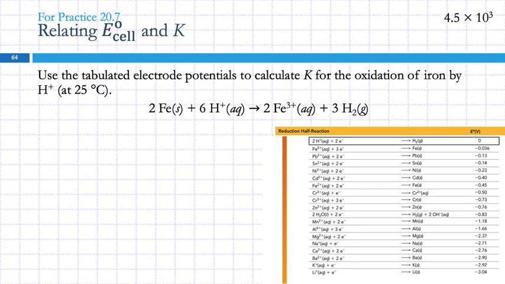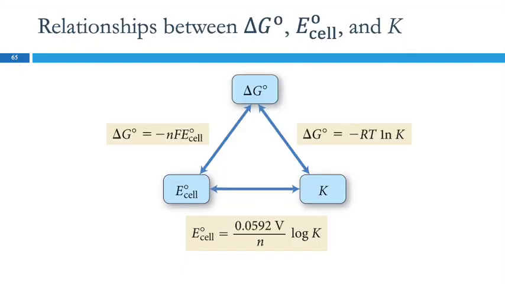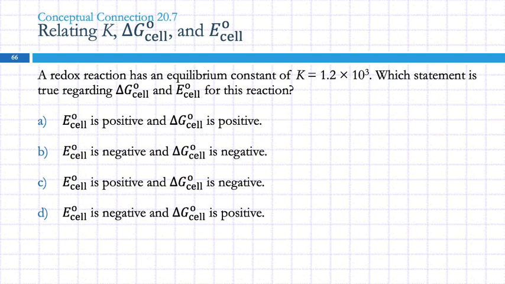They give us 4.5 times 10 to the 3. And if we're doing 2 sig figs, this would round to 4.5 times 10 to the 3. Okay, so now we have the relationships. Delta G to standard cell potential is this equation. Delta G to K is this equation. And standard cell potential to K is this equation.